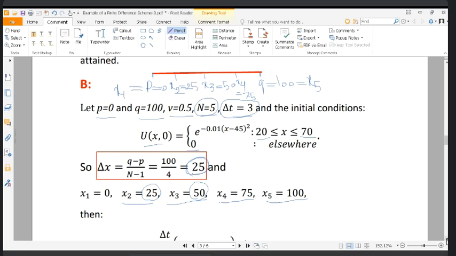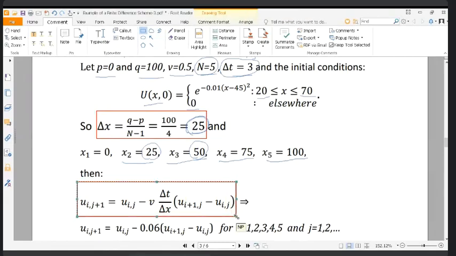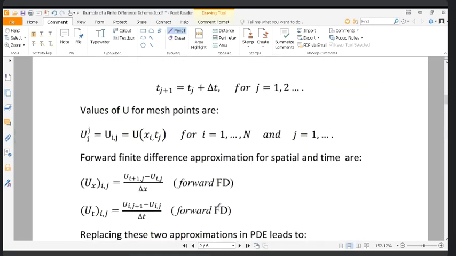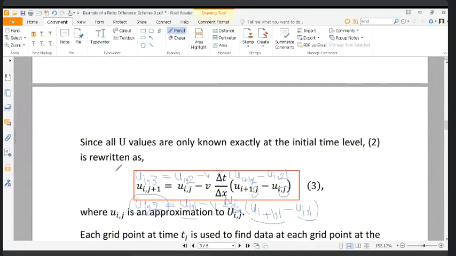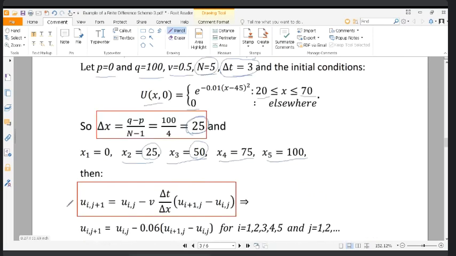Then, based on the equation theory, the equation is u_i,j+1 equal u_i,j minus v delta t over delta x times (u_i+1,j minus u_i,j). This is equation 3. Please pay attention, this is here. I repeat this equation here.